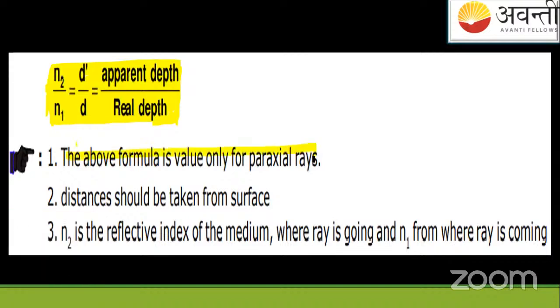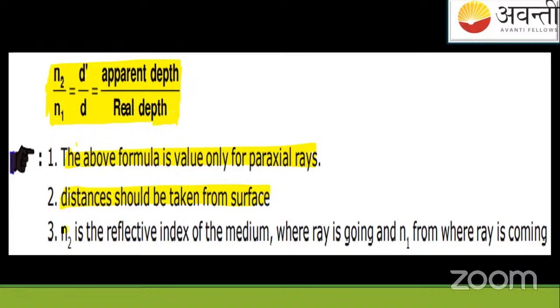The above formula is only valid for paraxial rays, that is, rays making a very small angle. And the distance should be taken from the surface, the boundary separating two media. Remember this also. Always, whether you're observing a bird from the water, or a plane from the water, or observing a fish from the top, like you are a bird and you're observing the fish.